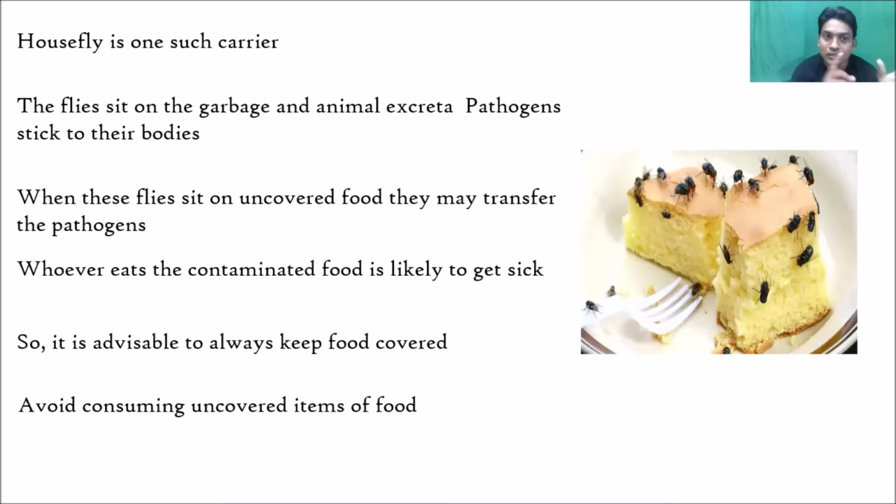So when they sit on the garbage and animal excreta, the pathogens stick to their bodies, either to their legs or wings or the mouth parts. And when these flies come and sit on uncovered food, mostly in our houses we keep the food closed with a lid, but outside, there are chances that food may not be covered. When these flies go and sit on that kind of food, they transfer the pathogens.